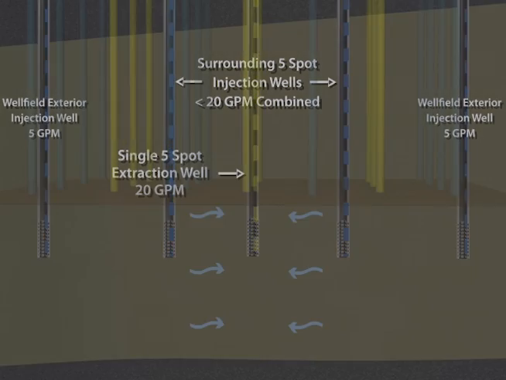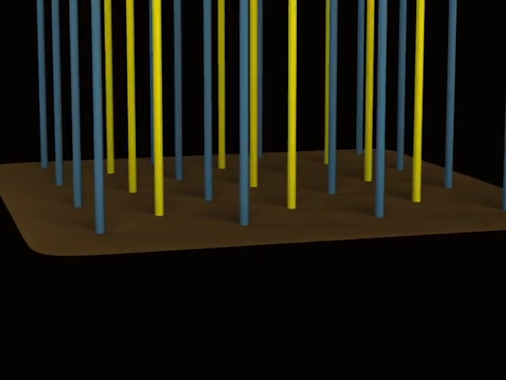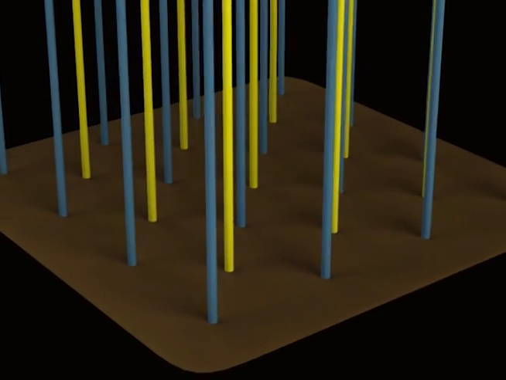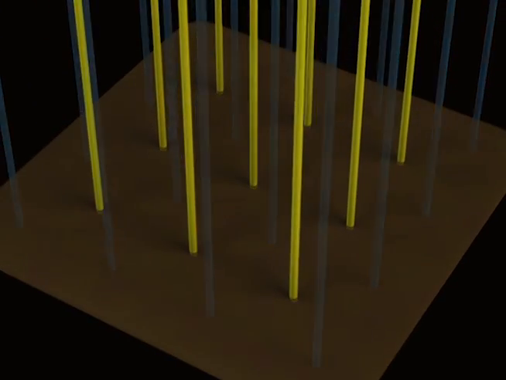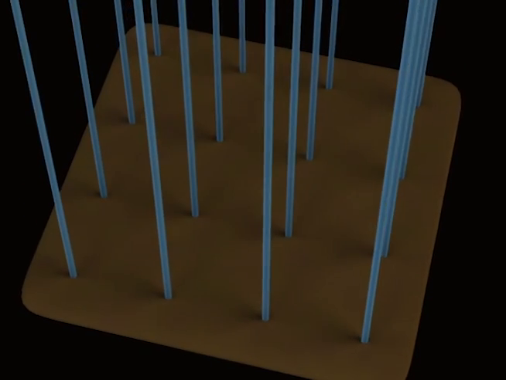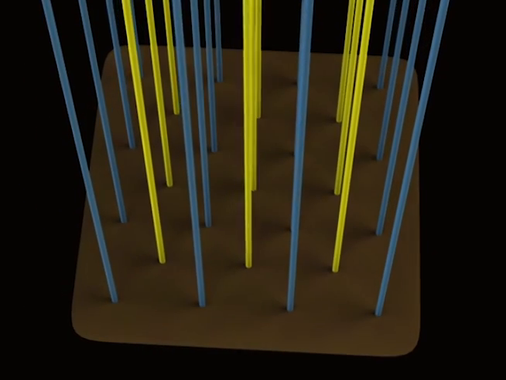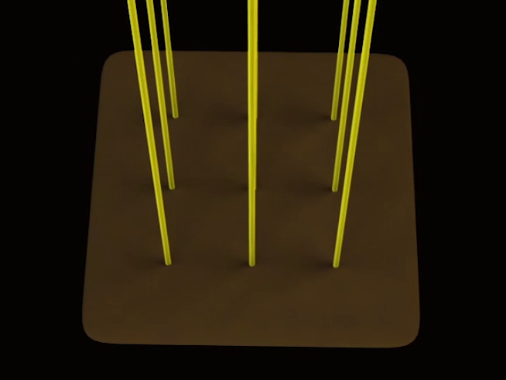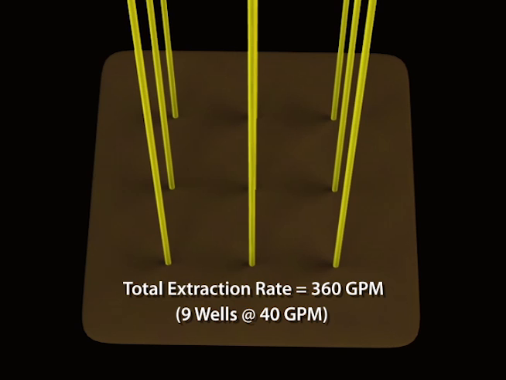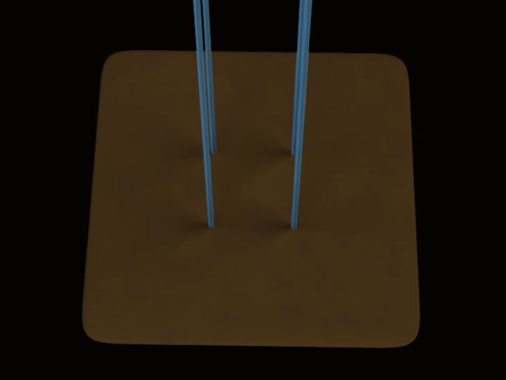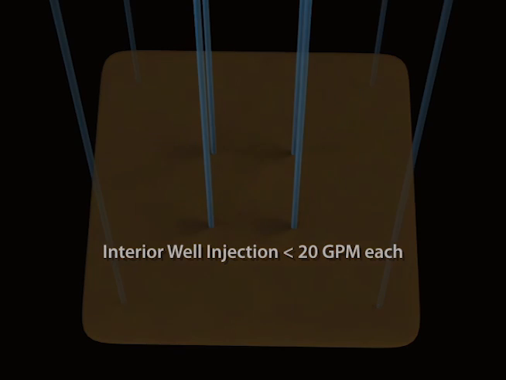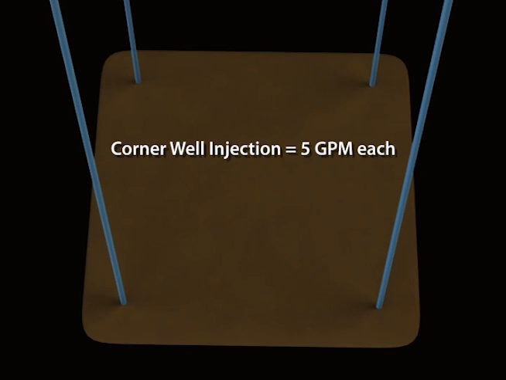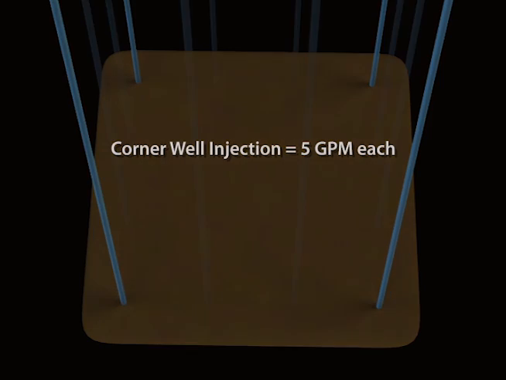The next illustration shows a 3-dimensional view across the entire well field. In this example, the well field is relatively small, consisting of 9 extraction wells and 16 injection wells, arranged in a sequence of repeated 5-spot patterns. The total, or aggregate, extraction rate is 360 GPM, split equally among the 9 extraction wells. The injection rate in each of the interior injection wells is slightly less than 20 GPM. The injection rate in each of the injection wells on the corners is 5 GPM. And wells along the sides of the well field have an injection rate of 10 GPM.